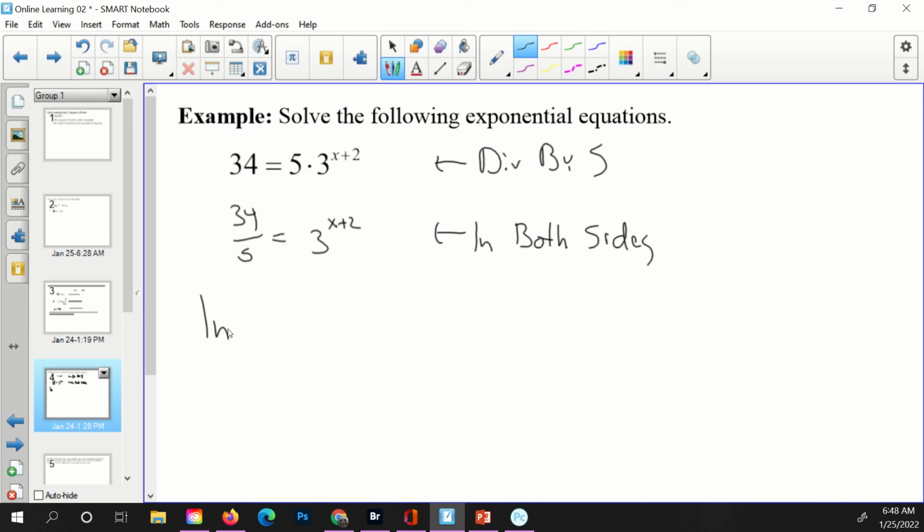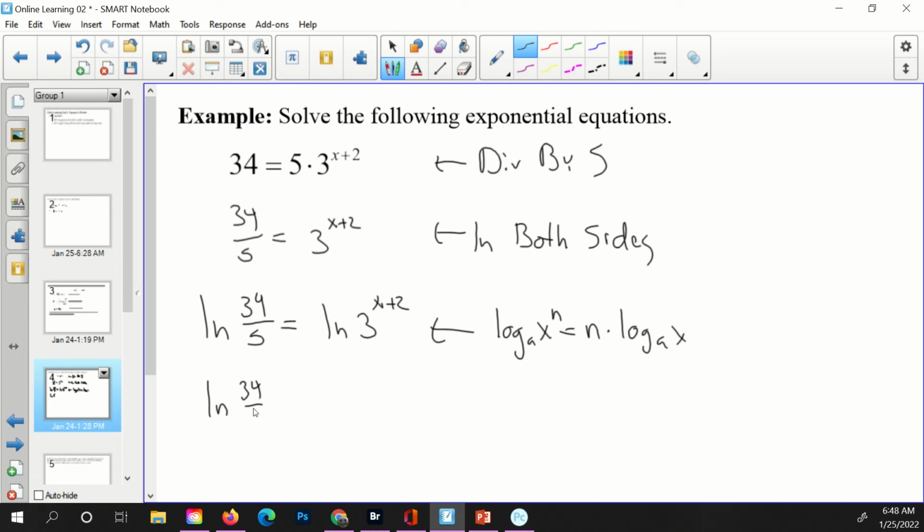So I'll have the ln of 34 over 5 equals the ln of 3 to the x plus 2. And so here I'm going to use the property log base a of x to the n is equal to n times log base a of x. And I'll bring that down. Now I have to bring it down as a quantity. So we'll have the ln of 34 over 5 equals x plus 2 times the ln of 3.